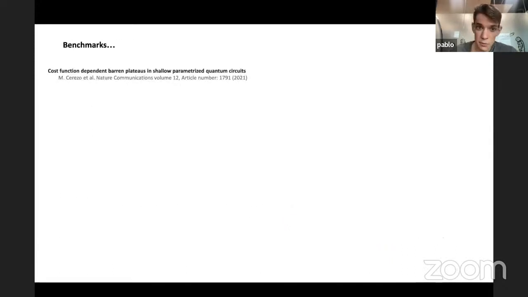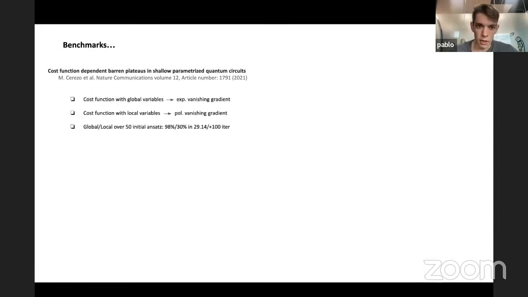And here I have some benchmarks based on actual papers well known in the community of quantum machine learning. For example, here I have the one I was mentioning about the global cost functions against local cost functions. Here, the researchers at Los Alamos prove that when you have a cost function written with global variables, you get an exponential vanishing gradient, something that you don't get when using local variables, where you get a polynomially vanishing gradient.